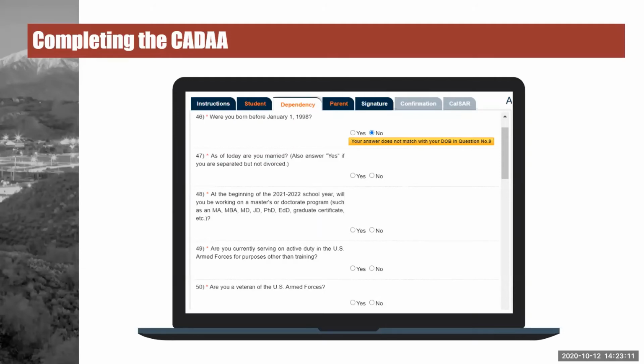Okay, we are now in the dependency status section of the California DREAM Act application. This section will ask very specific questions in order to determine whether a student will need to include parent information on the application. Students who are required to provide parent information are considered dependent students for financial aid purposes, whereas students who are considered independent students are not required to provide parent information. Carefully review each question and answer yes or no based on your situation.